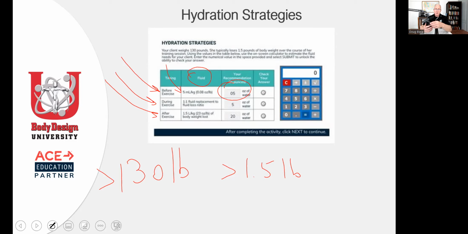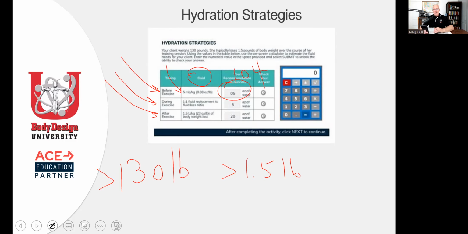It's a pretty straightforward calculation. It's ounces per pound, okay? 0.08 ounces for every pound. So you would do 130 pounds times 0.08 is equal to 10.4 ounces, right? So 10.4 ounces would provide the 0.08 ounces per pound. So that's your answer right there, would be 10.4.